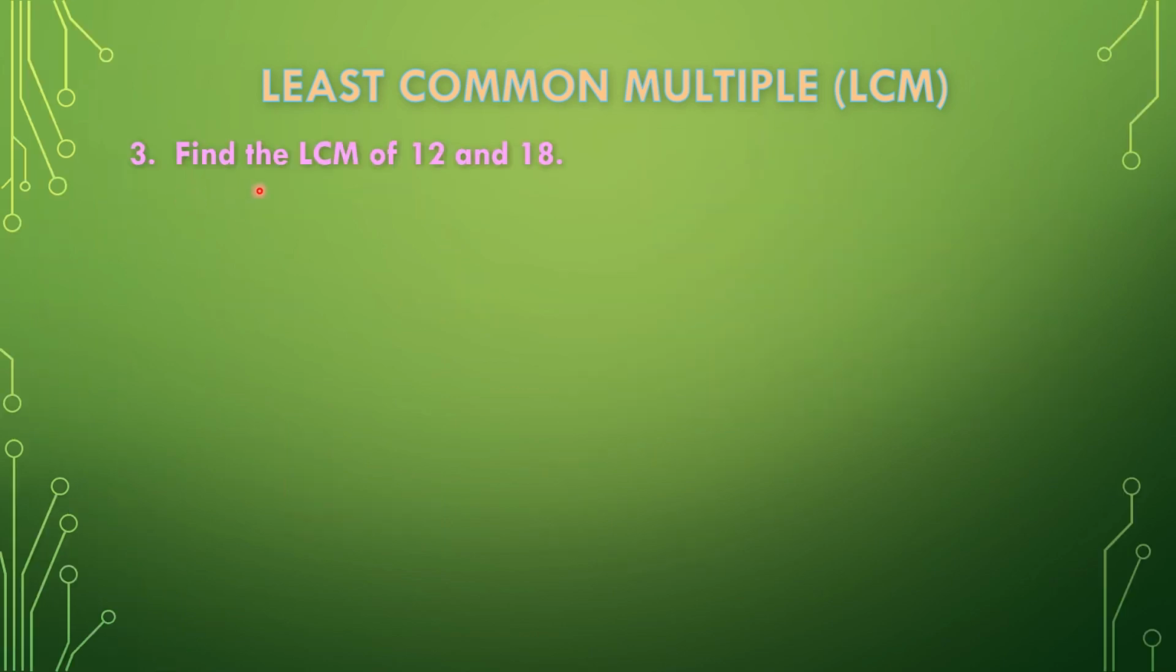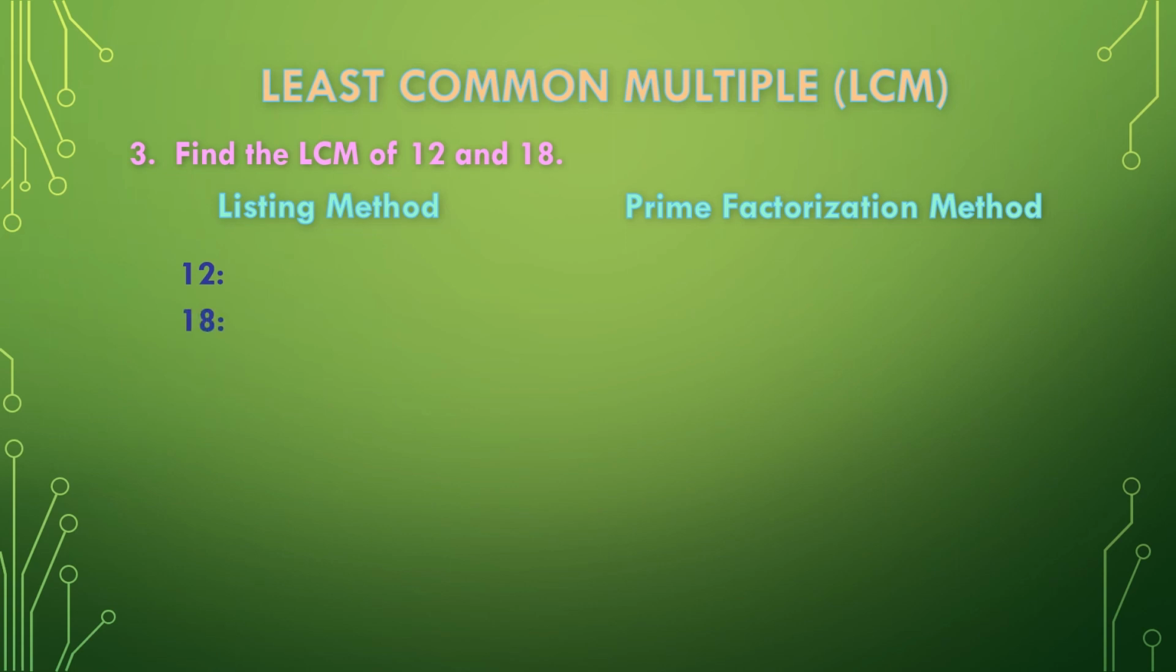Let's find the LCM of 12 and 18, using both the listing method and the prime factorization method. Let's do the listing method first. Let's write 12 and 18. Let's start with 12. Let's list a few multiples of 12 first. Let's have 12, 24, 36, 48.